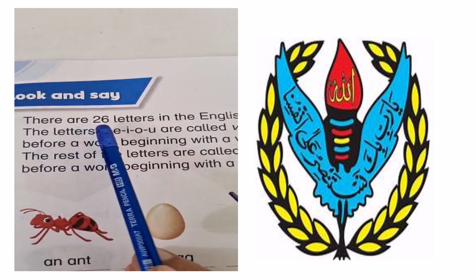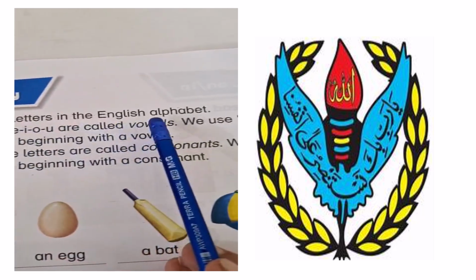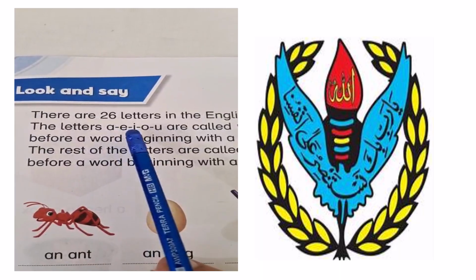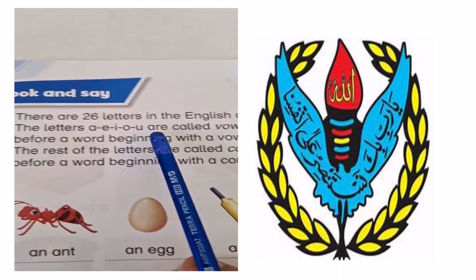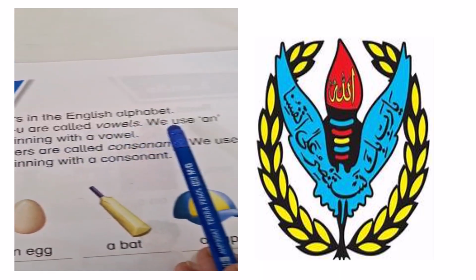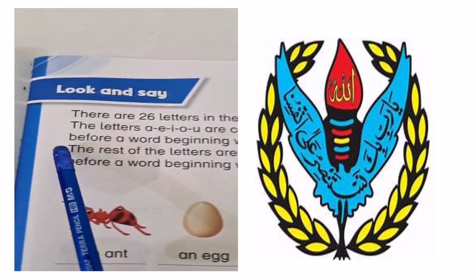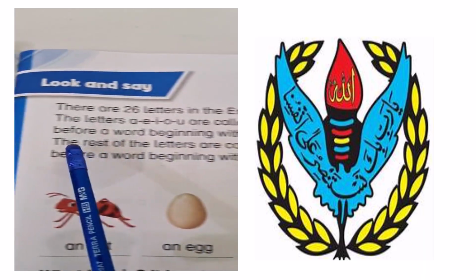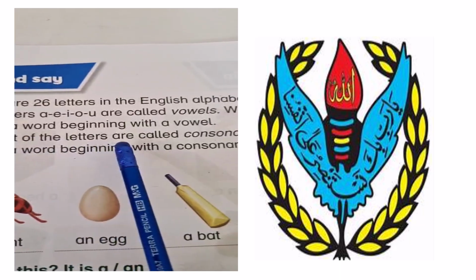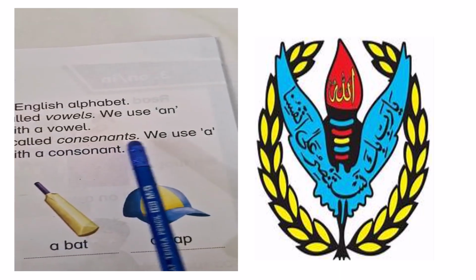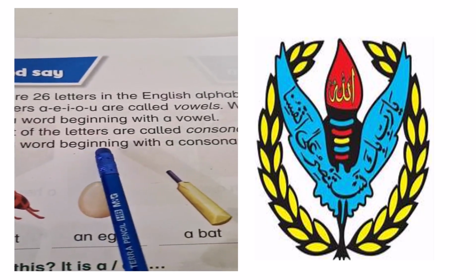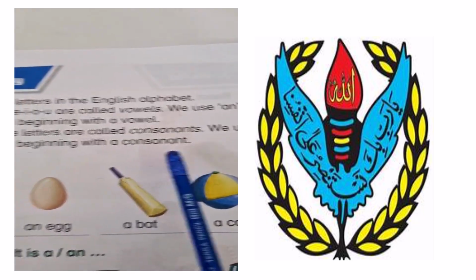There are 26 letters in the English alphabet. The letters A, E, I, O and U are called vowels. We use an before a word beginning with a vowel. The rest of the letters are called consonants. We use a before a word beginning with a consonant.